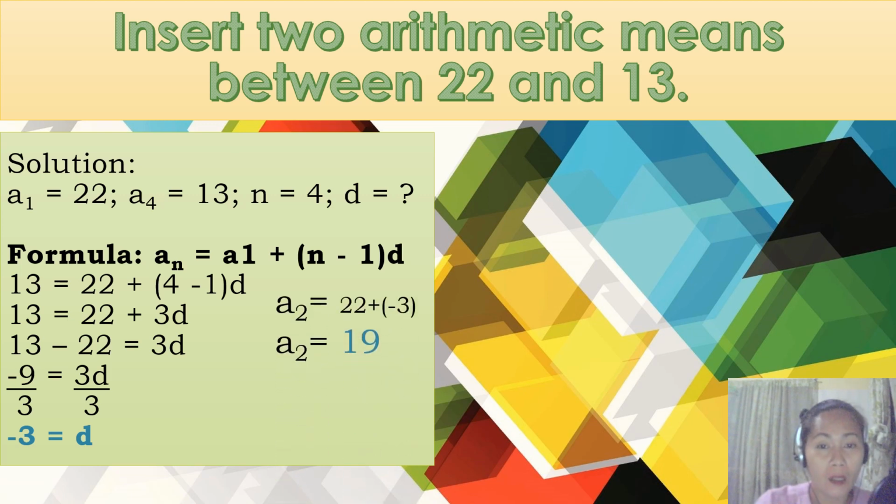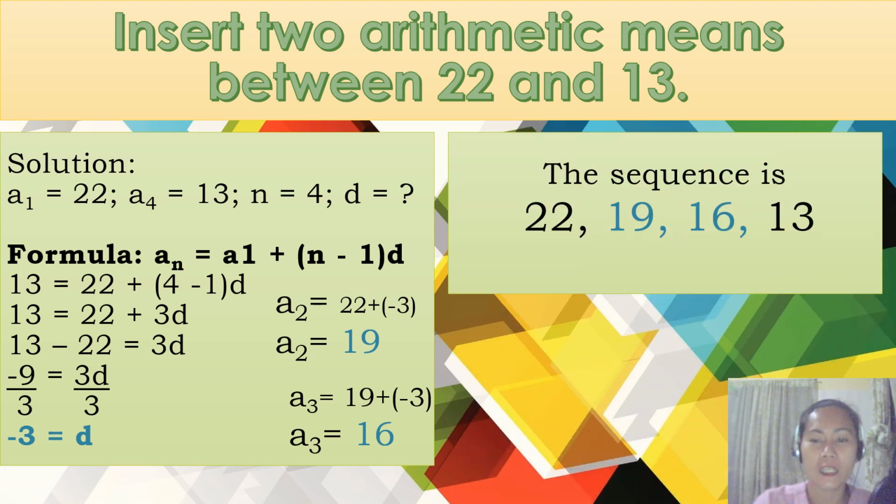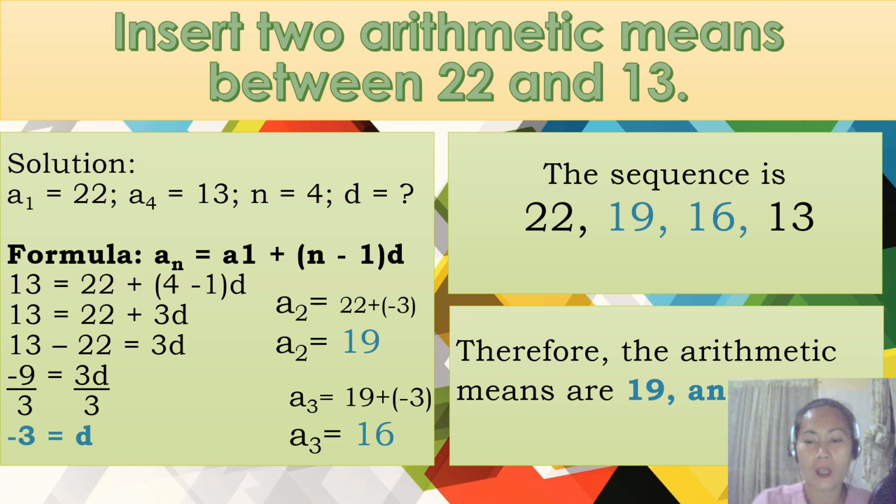Finding the arithmetic means, or inserting two arithmetic means, we have a sub 2 equals 22 plus negative 3 equals 19. A sub 3 equals 19 plus negative 3 equals 16. The sequence is 22, 19, 16, and 13. Therefore, the arithmetic means are 19 and 16.